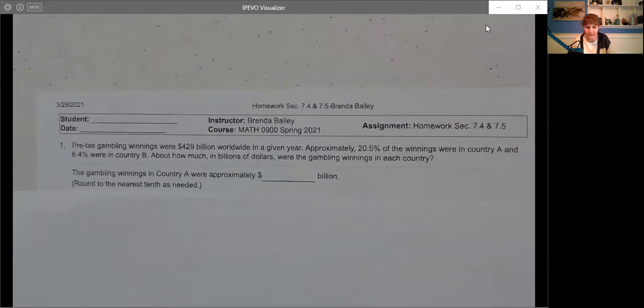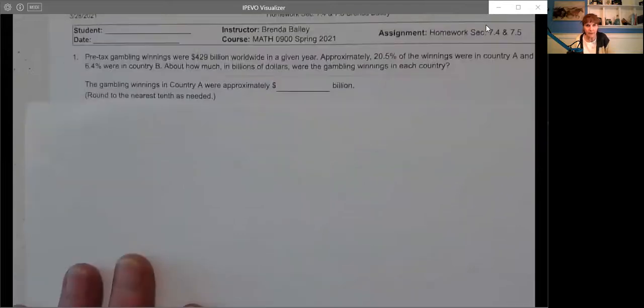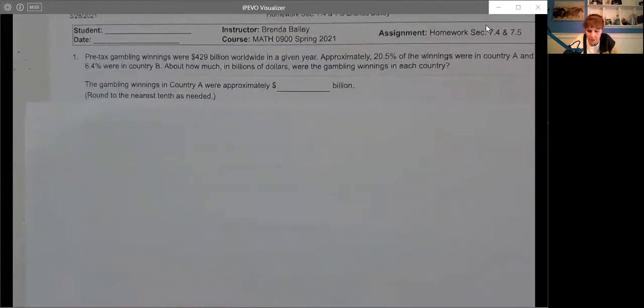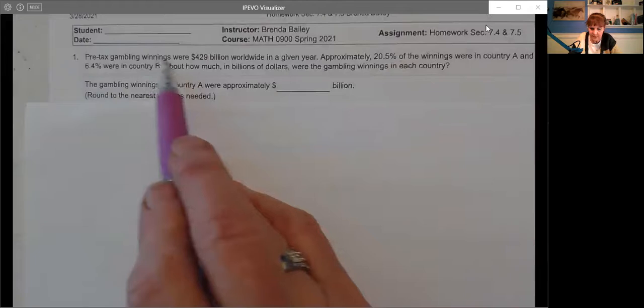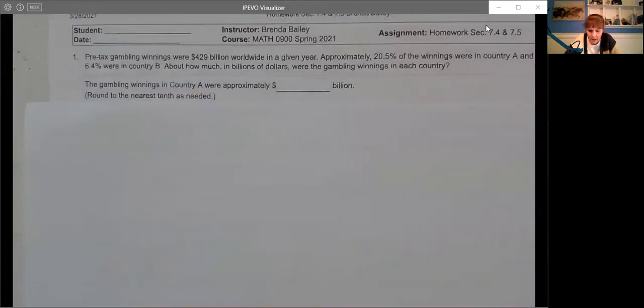Okay, we have pre-tax gambling winnings. The pre-tax total winnings were 429 billion worldwide in a given year. Approximately 20.5% of the winnings were in country A, and 6.4% of the winnings were in country B. So this is 20.5% of the winnings. These are the winnings, it tells you. Of means times. That kind of helps as well. About how much, in billions of dollars, were the gambling winnings in each country?